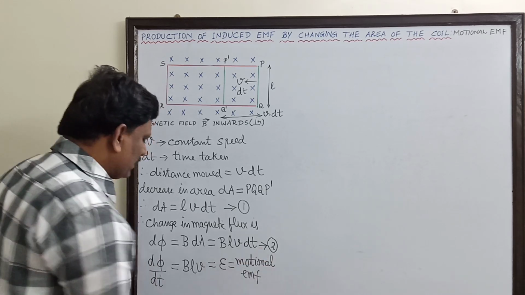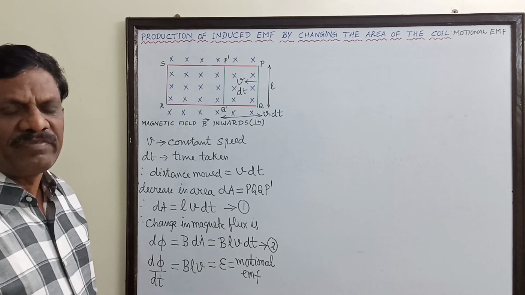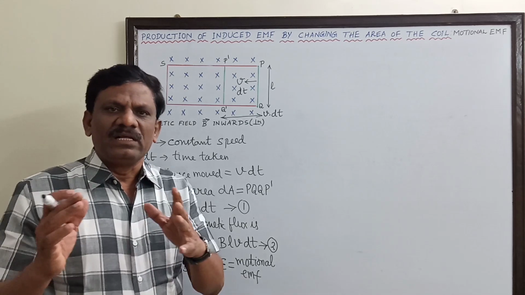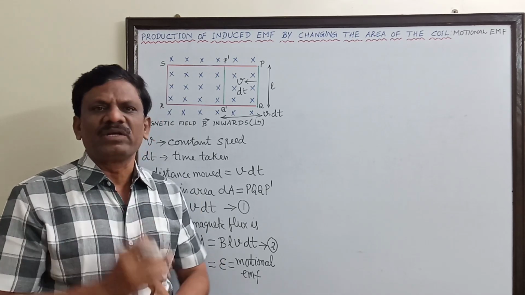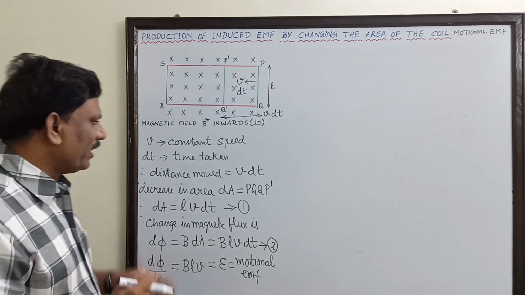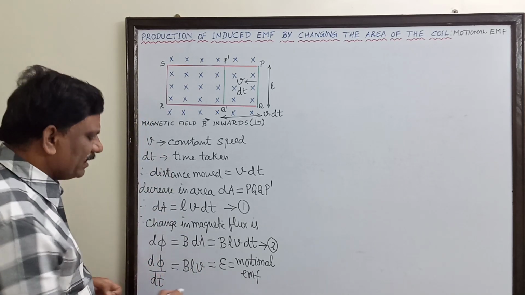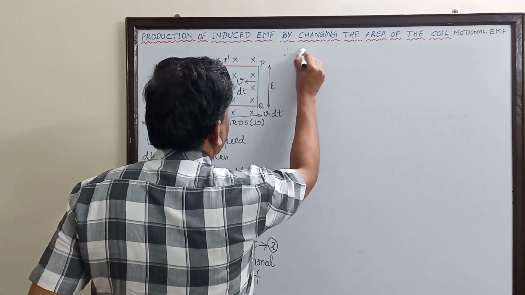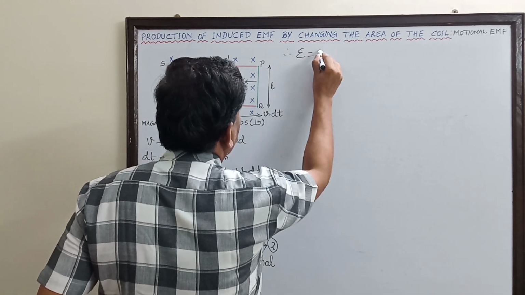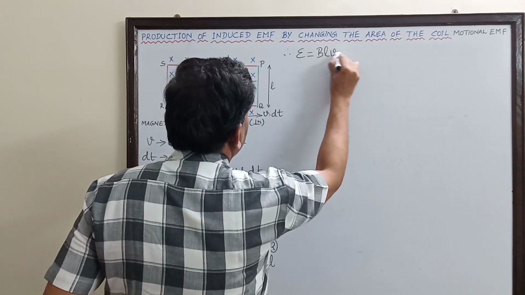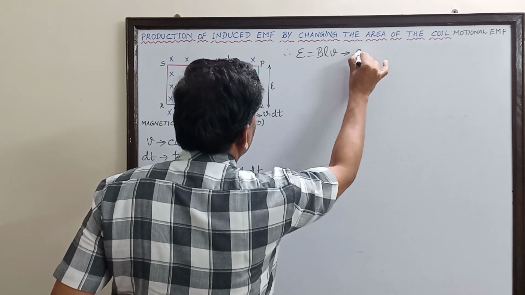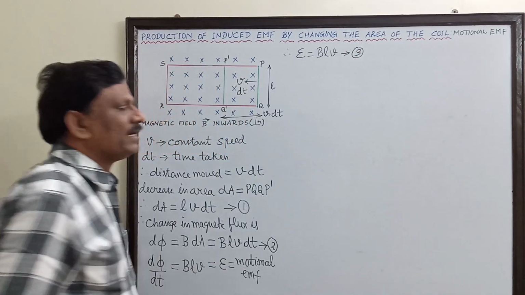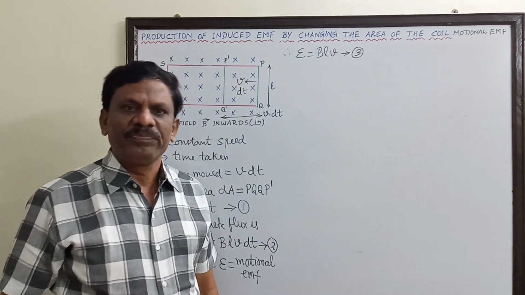So derive an expression for the motional EMF associated with the rectangular coil. It's a 3-mark question. So for 3 marks you have to write up to this. So I can write therefore the motional EMF is equal to what? BLV, and this is the equation 3. Epsilon is equal to BLV.